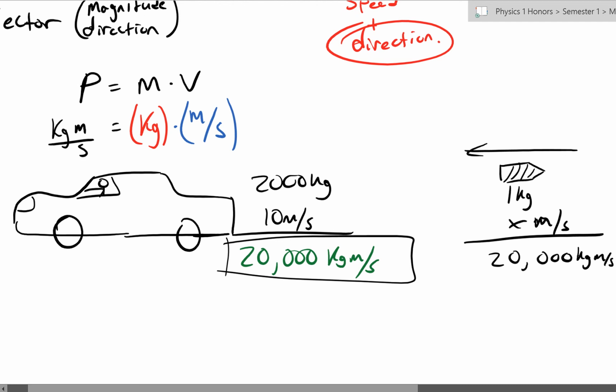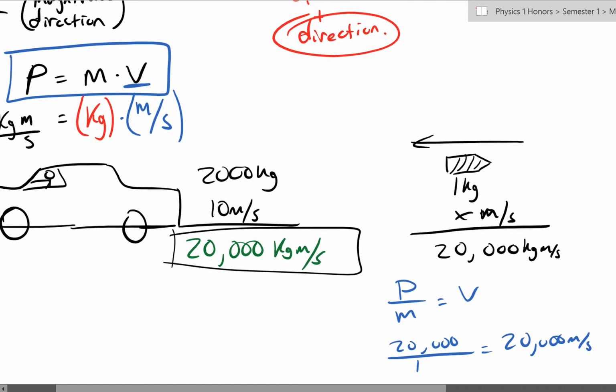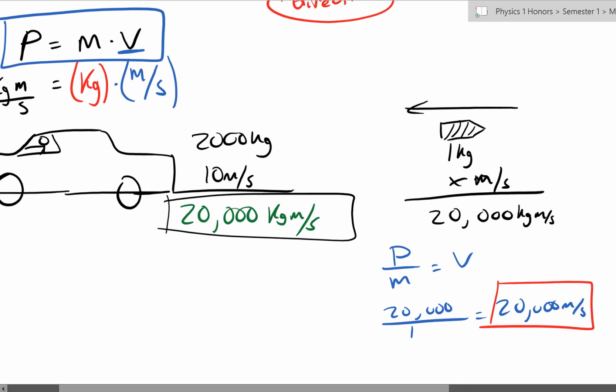So therefore, that gives us information we could solve to see how fast it would have to go to have the same momentum as our car. In solving for that, we know that momentum is equal to mass times velocity. So if we're looking for velocity, we would divide by mass on both sides. So momentum divided by mass is equal to velocity. So 20,000 divided by 1 gives us 20,000 meters per second, which is too fast to be realistic. That would be roughly about 40,000 miles an hour, and that is just excessive.